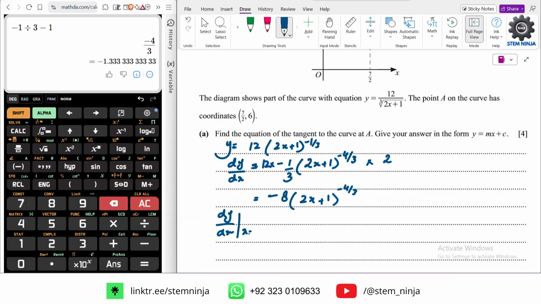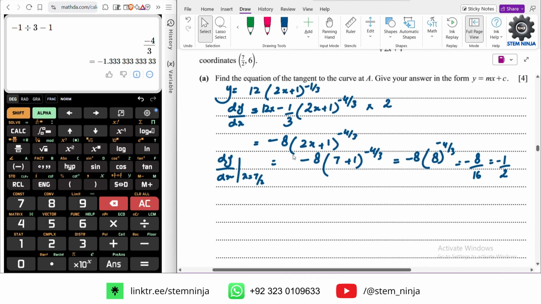Okay, so we need the gradient at A, where x is 7 over 2. So this will be minus 8 times (2 times 7 over 2, which is just 7, plus 1) to the power minus 4 over 3. So this is minus 8 times 8 to the power minus 4 over 3. So the cube root of 8 is 2, and 2 raised to the power 4 is 16. So this is minus 8 over 16, so basically minus 1 over 2. So this is your gradient.